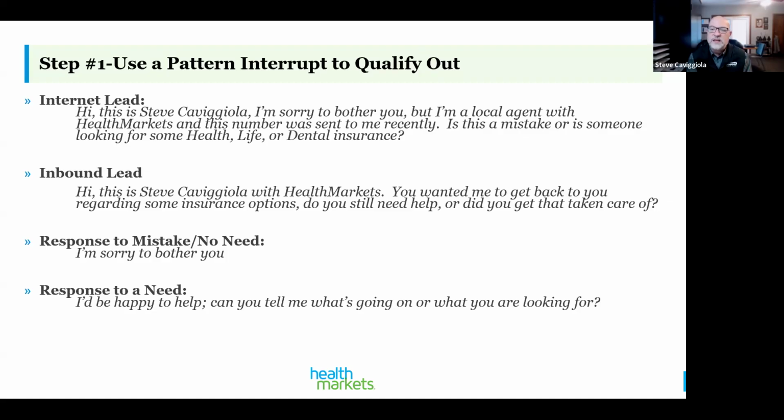But the other thing it does is it creates a brief moment where Justin has to think, "Steve Cavajola. Who's Steve Cavajola?" Okay. So while he's thinking that, that's what I'm throwing in. I'm a local agent with Health Markets. This number was sent to me. Is this a mistake? Or are you looking for some help?